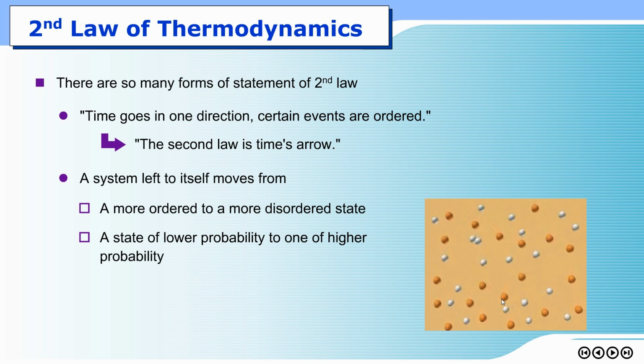On the other hand, if you have mixed gas like in this picture, and you would like to separate them to get bromine at the bottom and all the air on top, then the state of separation like this has lower probability, and therefore the process does not occur naturally. The process, in this case the separation process, would be considered a non-spontaneous change.